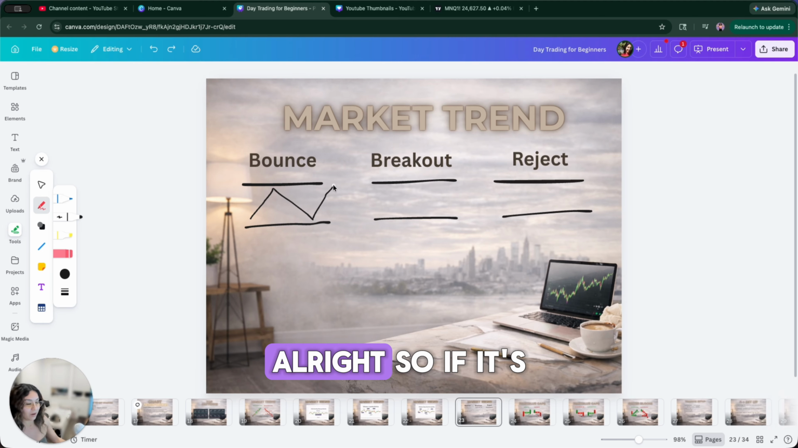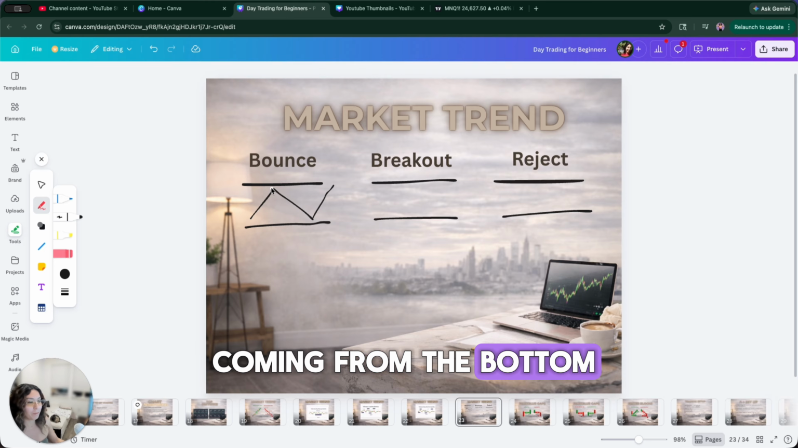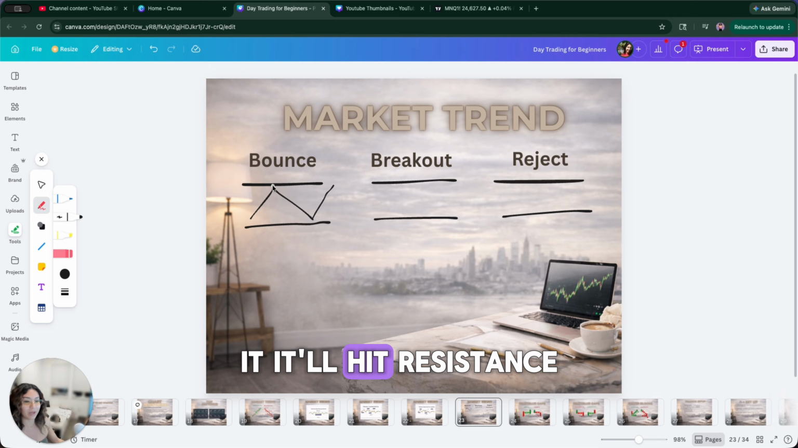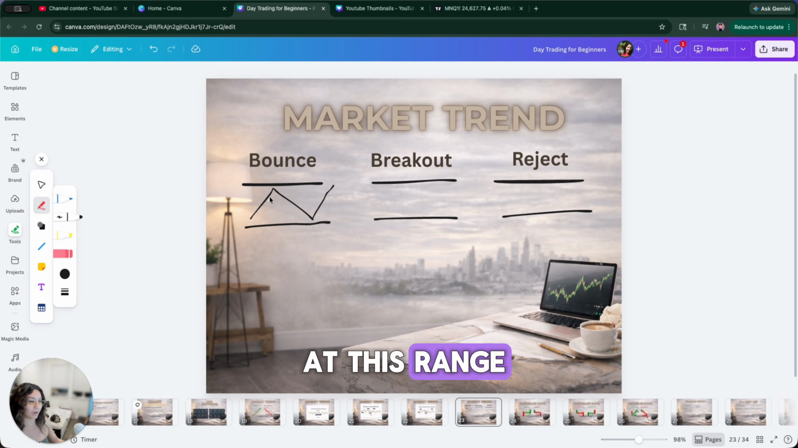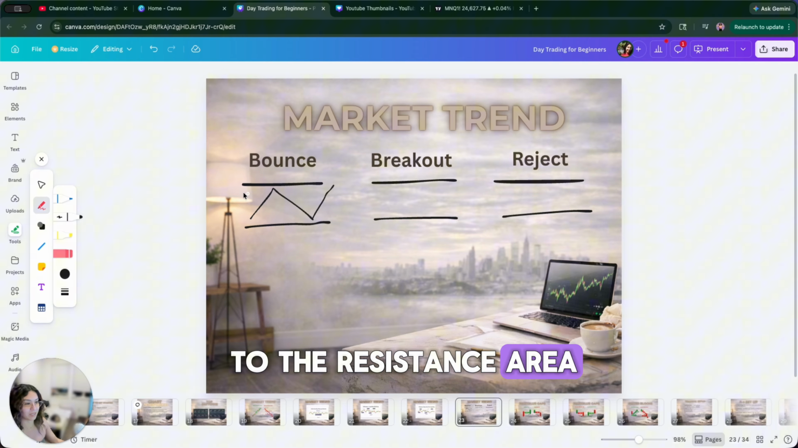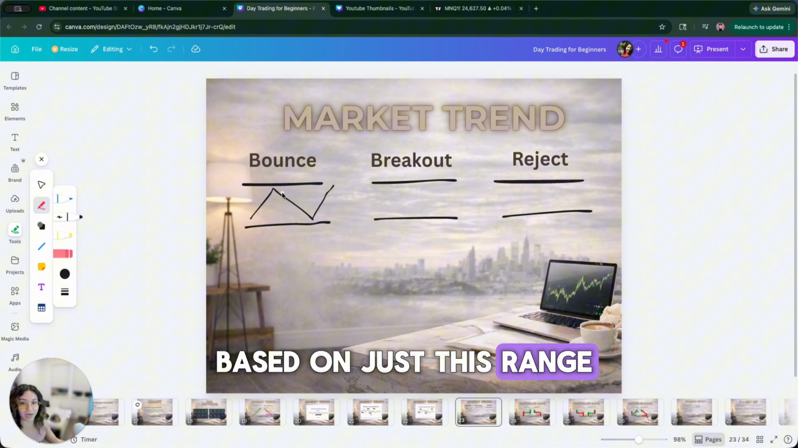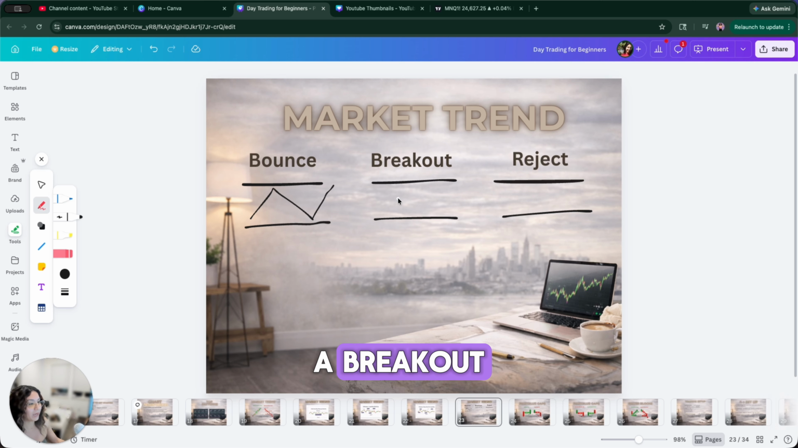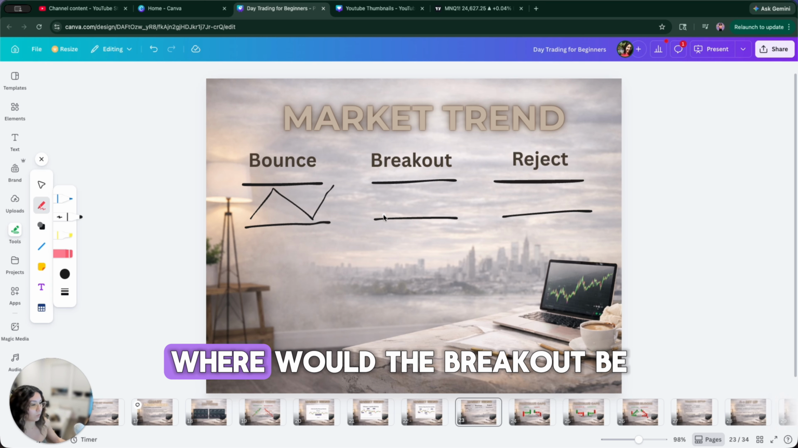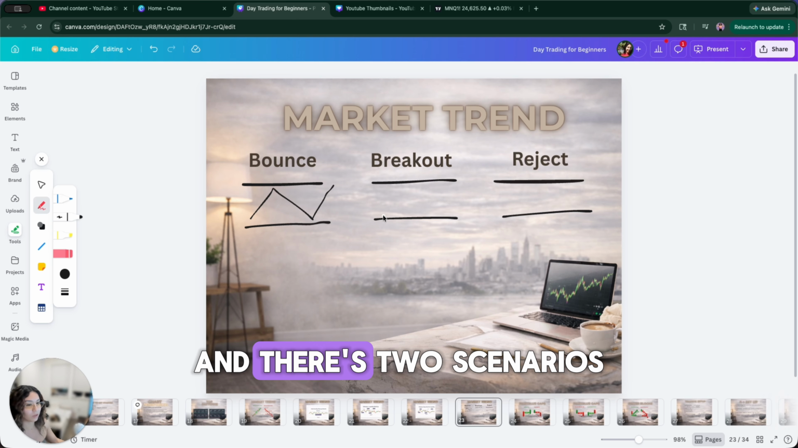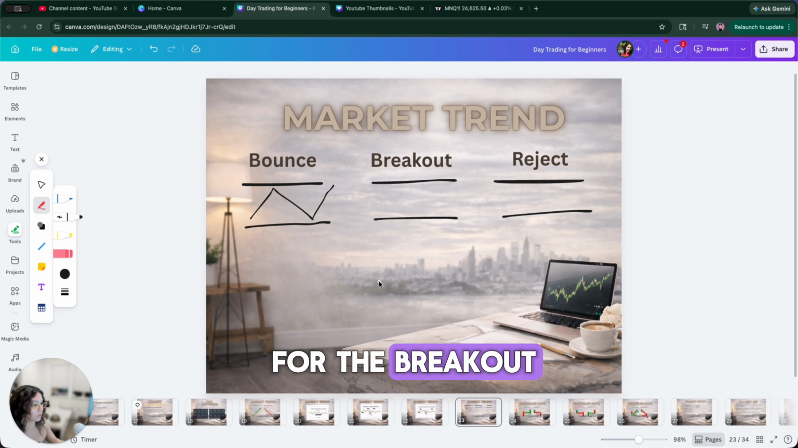All right, so if it's coming from the bottom, it'll hit resistance at this range, and then it'll come down, bounce, and then go back to the resistance area based on just this range. Does that make sense? A breakout. Where would the breakout be? And there's two scenarios for the breakout.